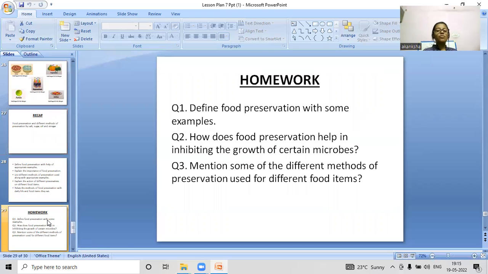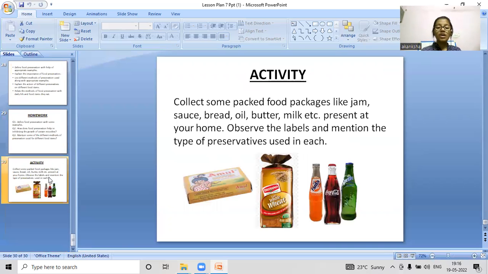Now coming to the homework part. Homework is you have to answer all these questions and write your answers in the notebook. Then coming to the activity. The activity for today is you have to collect some packed food like jams, sauces, bread, oil, butter, milk, etc. These should be present at your home. You don't have to go and buy. You have to observe the label and mention the types of preservatives used in each of these things. Write the names of the preservatives in your notebooks.